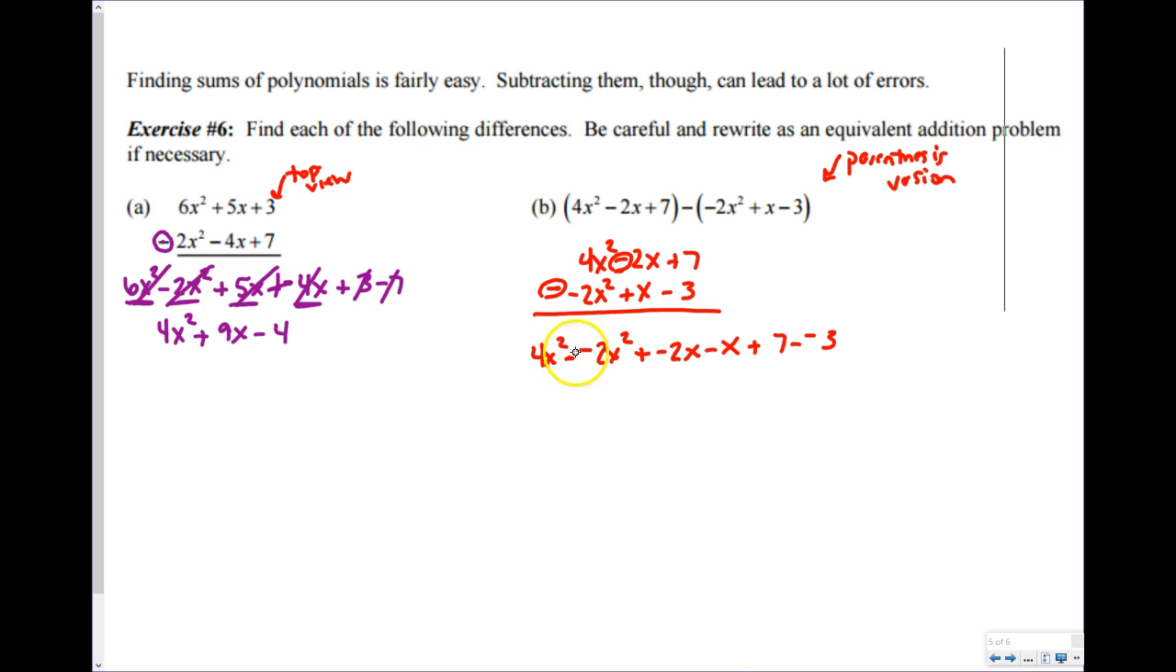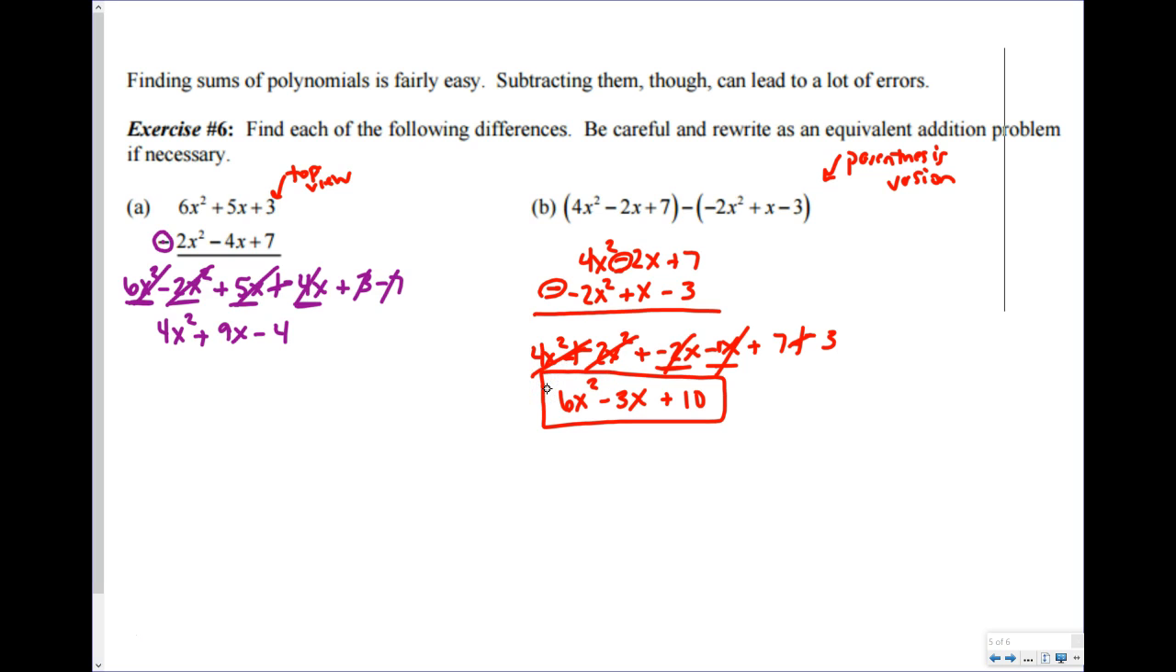So this becomes a plus, two signs together, to give me 6x squared. Cross them off, I'm done. This negative 2x, sorry, the bell is ringing. Negative 2x minus 1x will give me negative 3x. Cross them out because I'm done. And 7 minus negative 3, this becomes a plus, and I get plus 10.